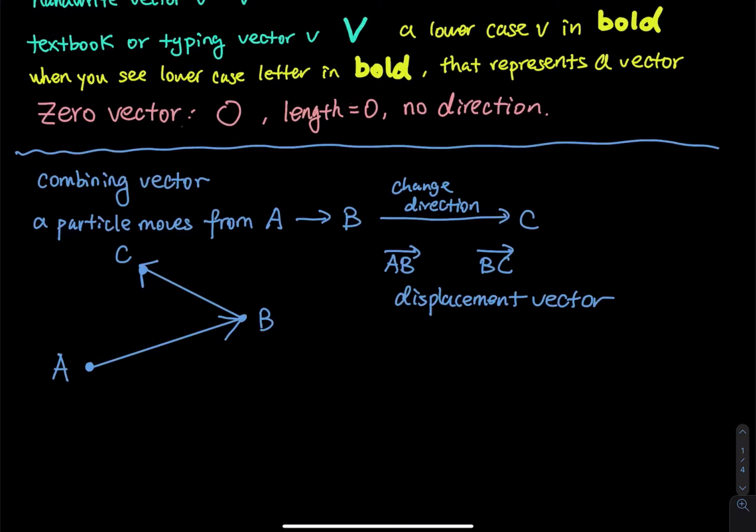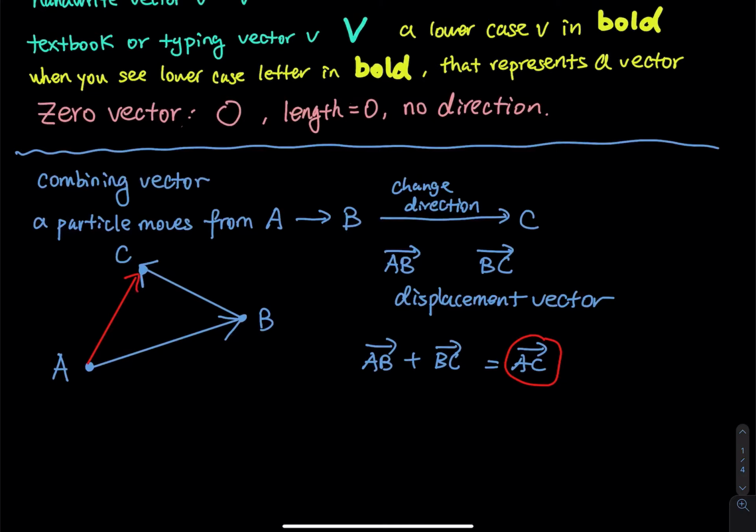And then how do you add them? So let's say I want to add vector AB plus vector BC. That is equal to vector AC. And then how do you draw vector AC? Let's switch to another color for that. Vector AC is from A to C. So we have that, that is vector AC. All right, so that's how you combine two vectors.